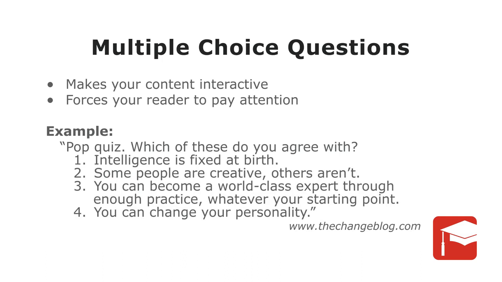All they said was, "Pop quiz. Which of these do you agree with? Number one, intelligence is fixed at birth. Number two, some people are creative, others aren't. Number three, you can become a world-class expert through enough practice, whatever your starting point. And number four, you can change your personality." As you can tell, they're toying with many different ICAs in this situation. But if you are one of their ICAs, you are definitely going to want to figure out what they are talking about, and so you're going to continue reading through this blog post.